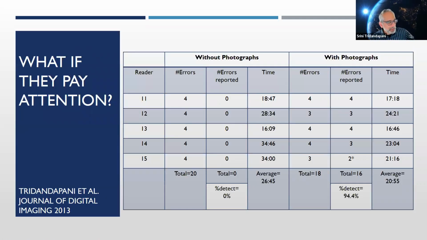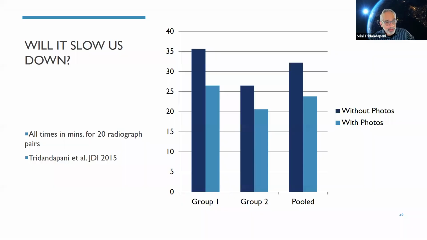So then we went out and got 5 more readers, and we said, hey, listen, look at the photos. The instructions we gave them for the study was to look at the photos. Again, in this case, we introduced 4 errors into this set of 20 studies. When they didn't have the photographs, they found 0% of the errors. But when they did have the photographs, their detection rate went up to 94.4%. They found 16 out of the 18 wrong patient errors that we had introduced. So photos help.